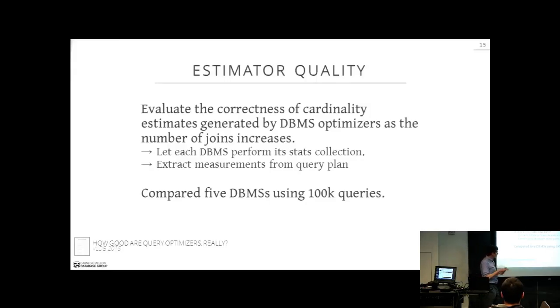They would load the database in, and invoke whatever command you need to have the database system collect statistics about the data. Then they would extract the cardinality estimates for each query plan, run the queries in regular SQL, and see how much they deviate. For this, they compare five different database systems that all produce the information we need to make this comparison, and they test this using 100,000 different queries.